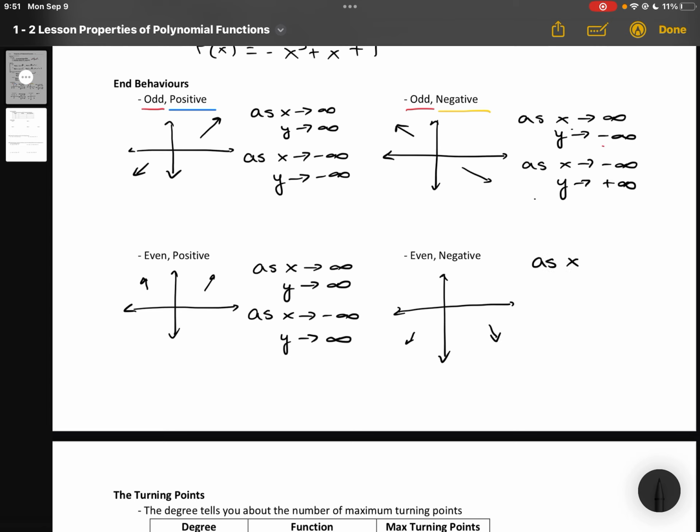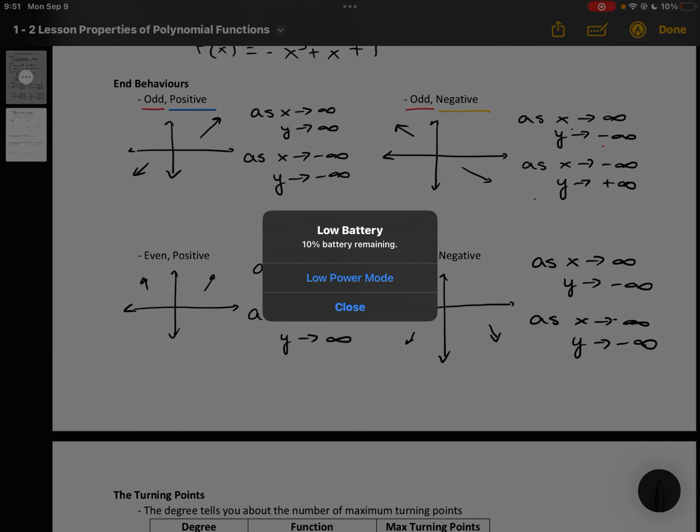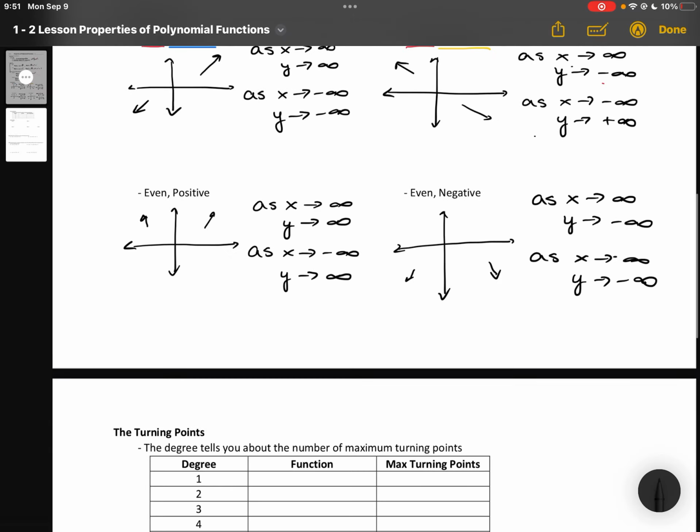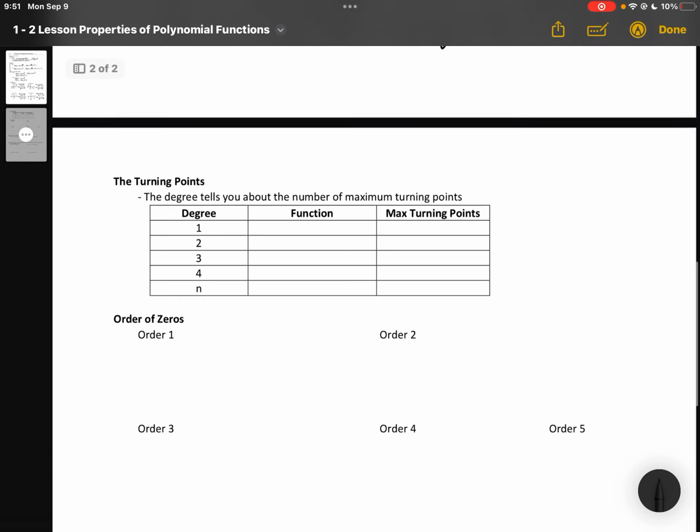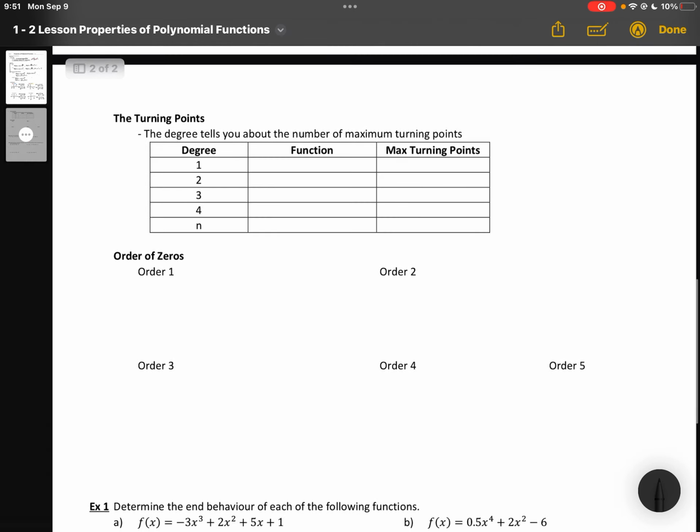And then we can summarize the behaviors like this. So as x goes to infinity, y goes to negative infinity. And as x goes to negative infinity, so does y. The other thing that you need is to figure out the turning points, which tells you about the middle part of the graph, how many times your graph changes direction.